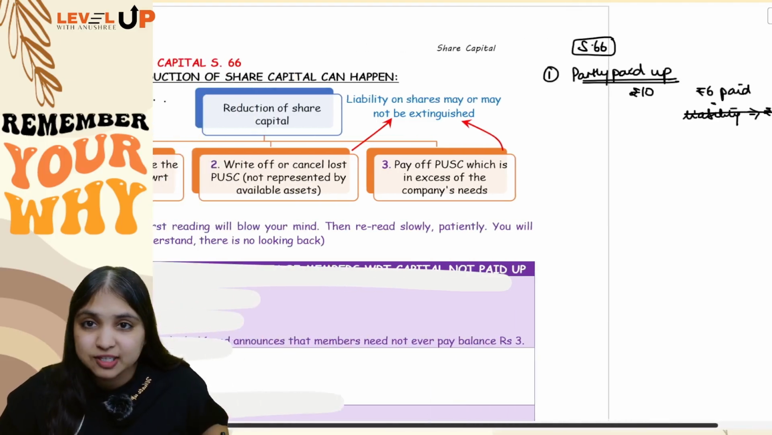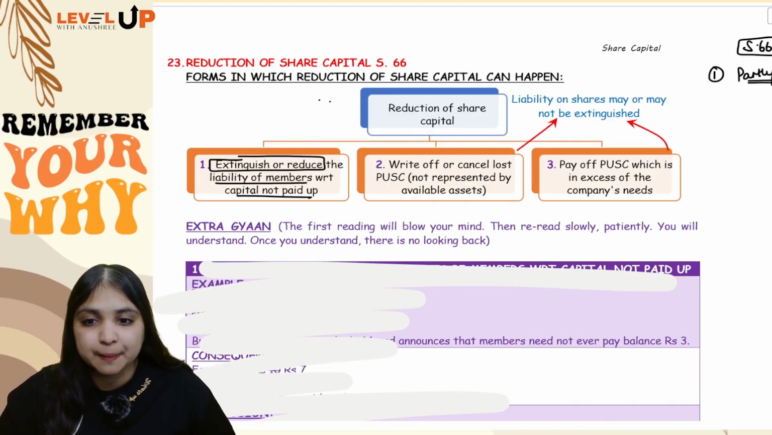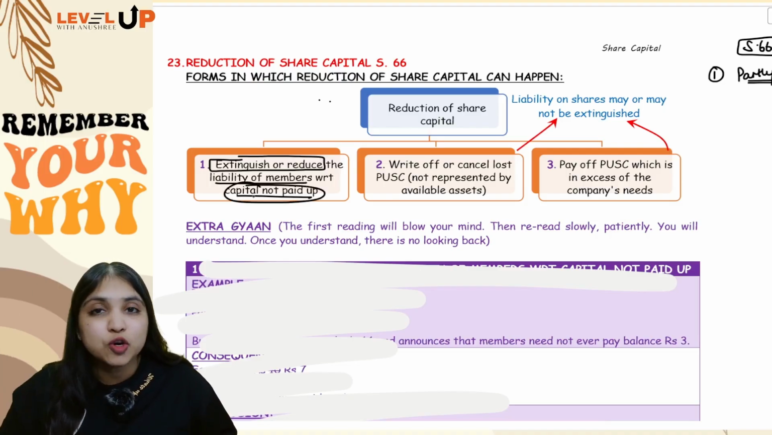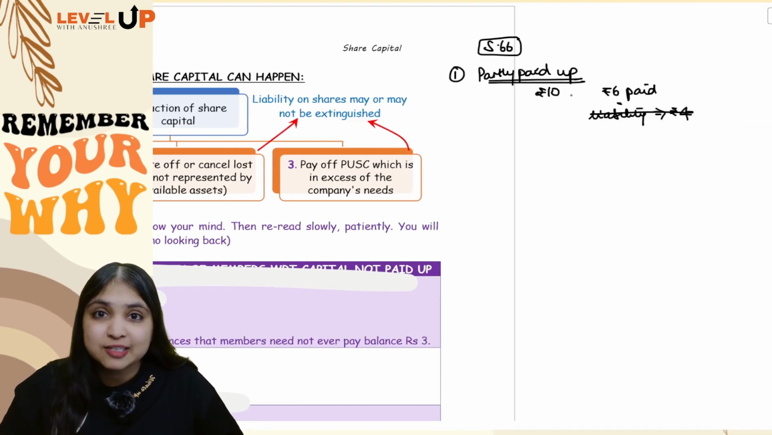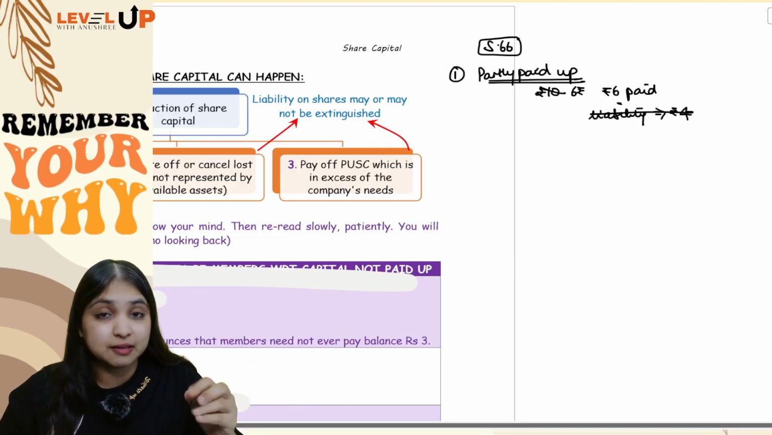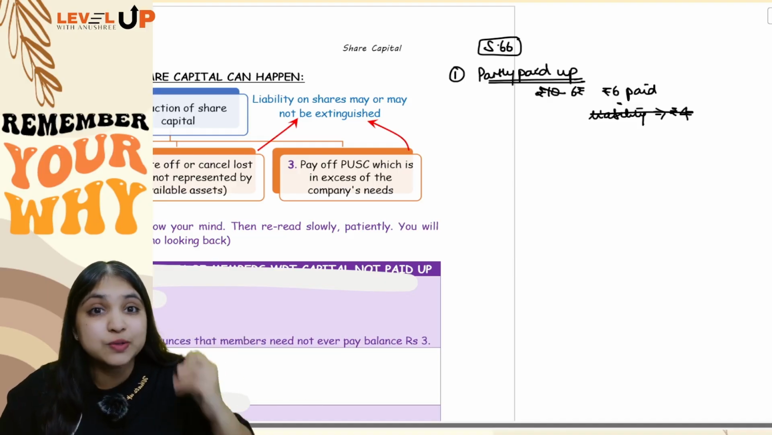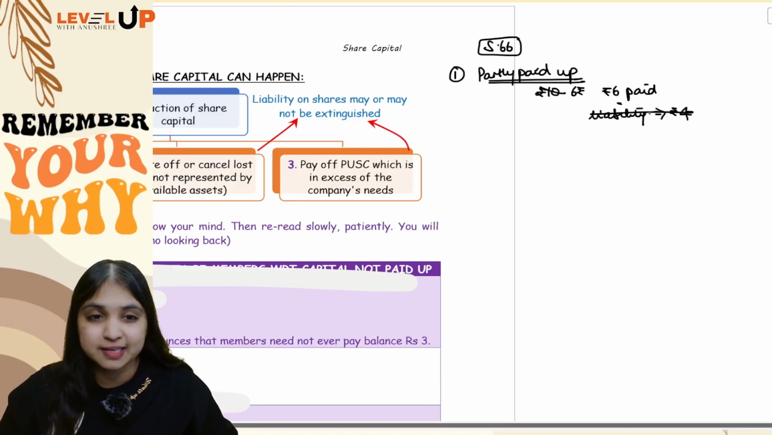This is the first method in Section 66, guys. Read the English over here. We are extinguishing or reducing the liability of members with respect to capital not paid up. Capital not paid up means what? In our example, 4 rupees is the capital not paid up, that much is still the liability of the members, right? So the company is telling the members, you don't have to pay that 4 rupees per share, you have paid 6 rupees. We will reduce the face value also to 6 rupees. So it will be as if a 6 rupees share, 6 rupees fully paid up. Shareholders, you don't have any liability anymore. This is the first method. This method will apply only if the shares are partly paid up shares.